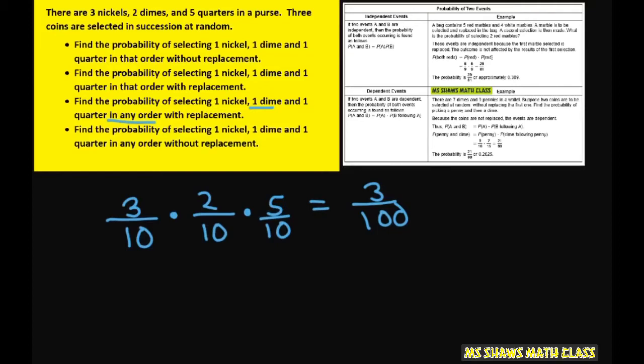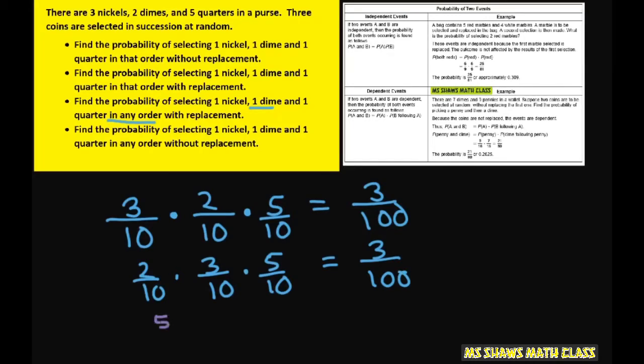However, what if we did the dime first, then the quarter, and then the nickel? What was the nickel? 3. Well, then we did the nickel, and then we did the, what's the 5 one? The quarter. We're still going to get 3 out of 100. Or you could have done the 5 out of 10, then the 2 out of 10, and then the 3 out of 10. And you can switch this up.